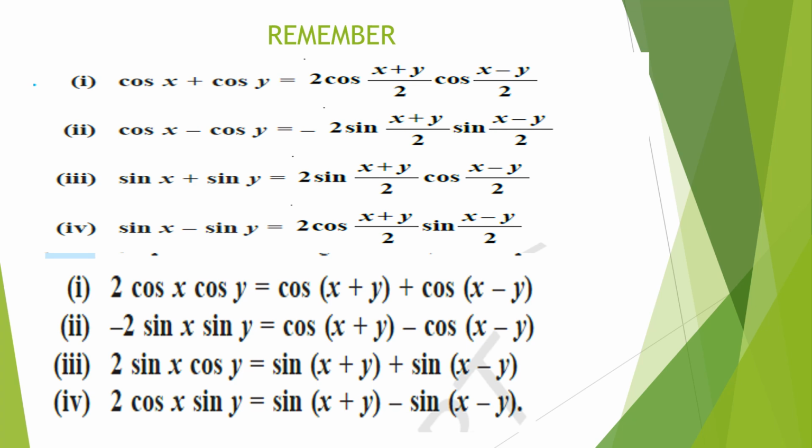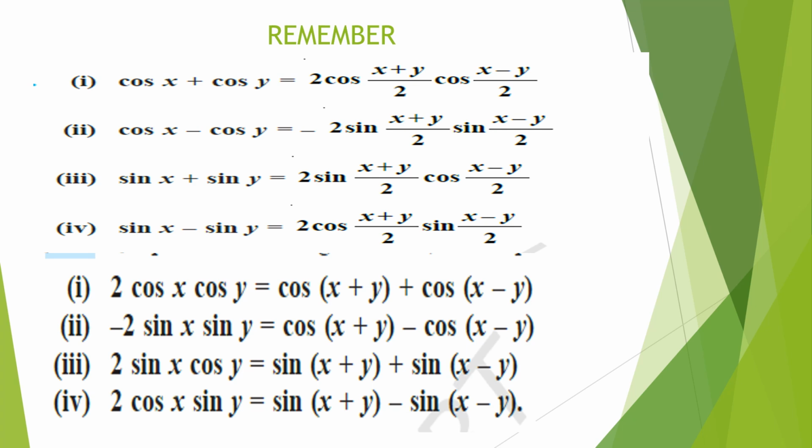Other ways, the other four formulas. 2 cos x cos y is equal to cos(x plus y) plus cos(x minus y). Minus 2 sin x sin y is equal to cos(x plus y) minus cos(x minus y). 2 sin x cos y is equal to sin(x plus y) plus sin(x minus y). 2 cos x sin y is equal to sin(x plus y) minus sin(x minus y).